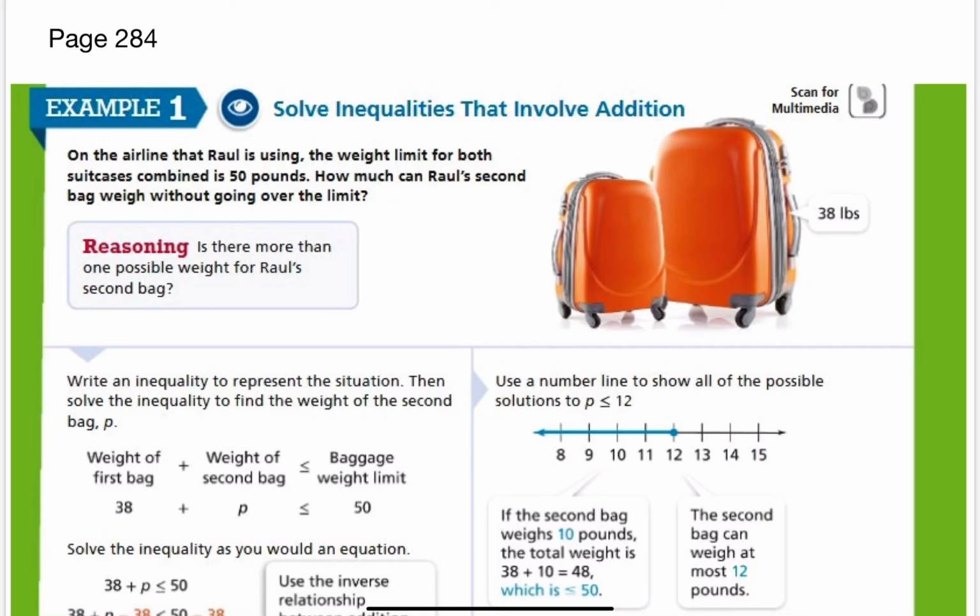Good morning, everyone. Today we are going to be moving on in our unit. So we've already learned equations, and now we're going to learn inequalities. These are the same thing, except instead of an equal sign now, we're going to use our greater than or less than signs, our alligator mouth signs. So please go ahead and open your book to page 284, and we will get started.